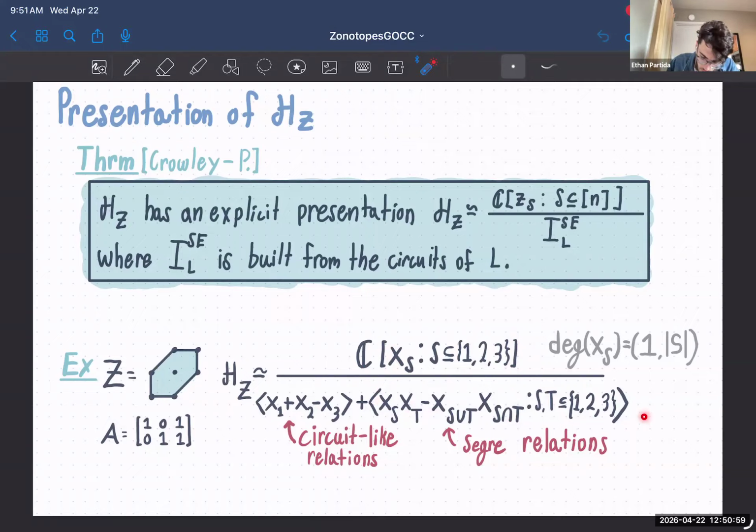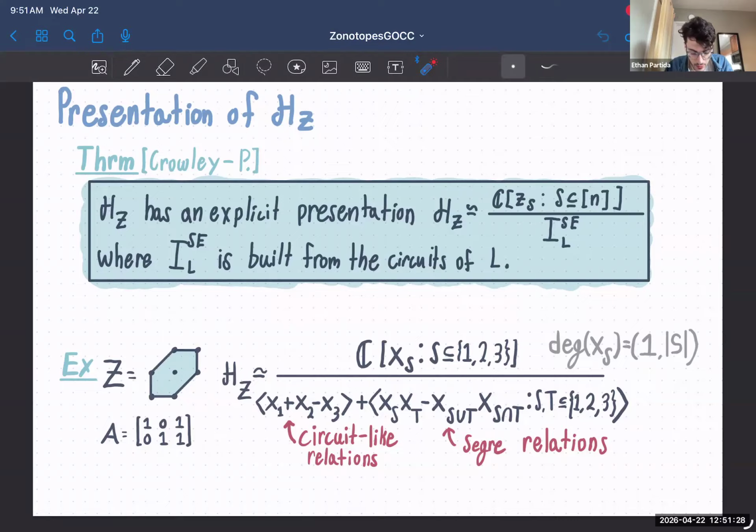The first will be this quadratic relation, which is essentially like a multi-set relation. We say the product of the variables for sets S and T is equal to the product of those for their union and their intersection. These are known as the Segre relations. They cut out CP1 to the n inside of this giant projective space. And then we'll get an ideal which is built out of a bunch of linear relations. I call these circuit-like relations.